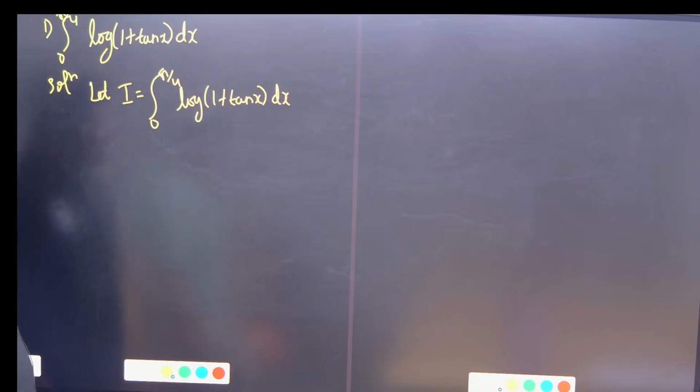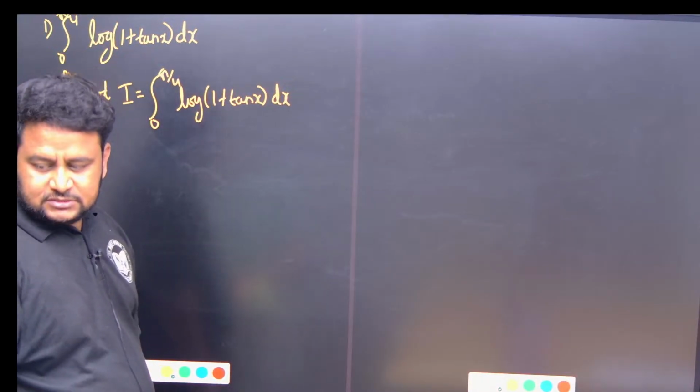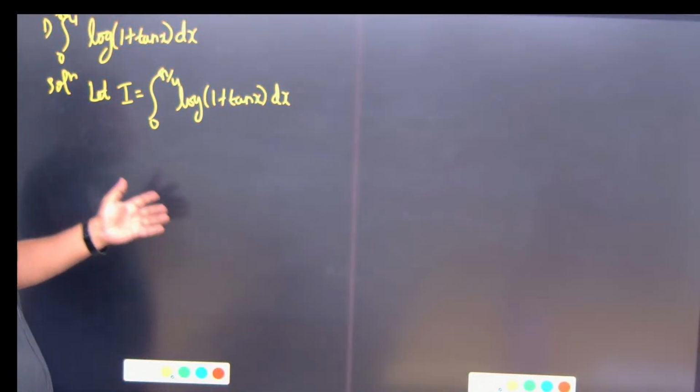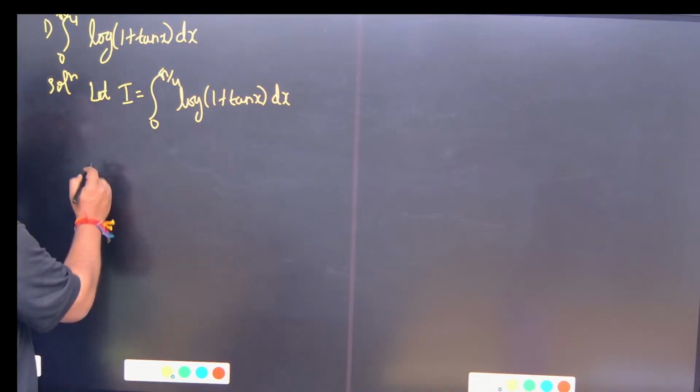You can listen to the class. So see here, we have the integral of log of 1 plus tan x dx. Now what will we do? I told you a very important result, that we will use. Let me write it first.